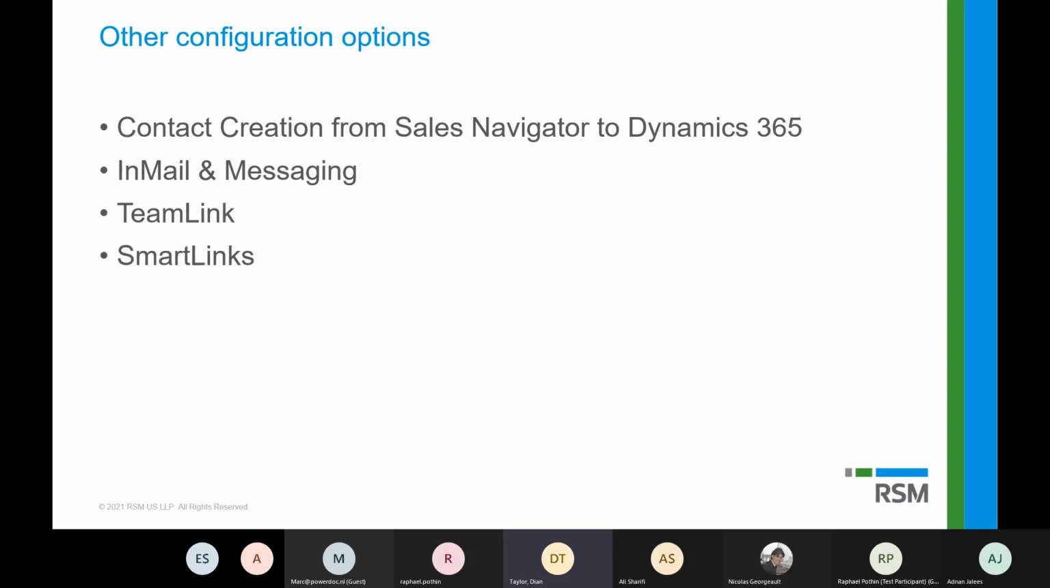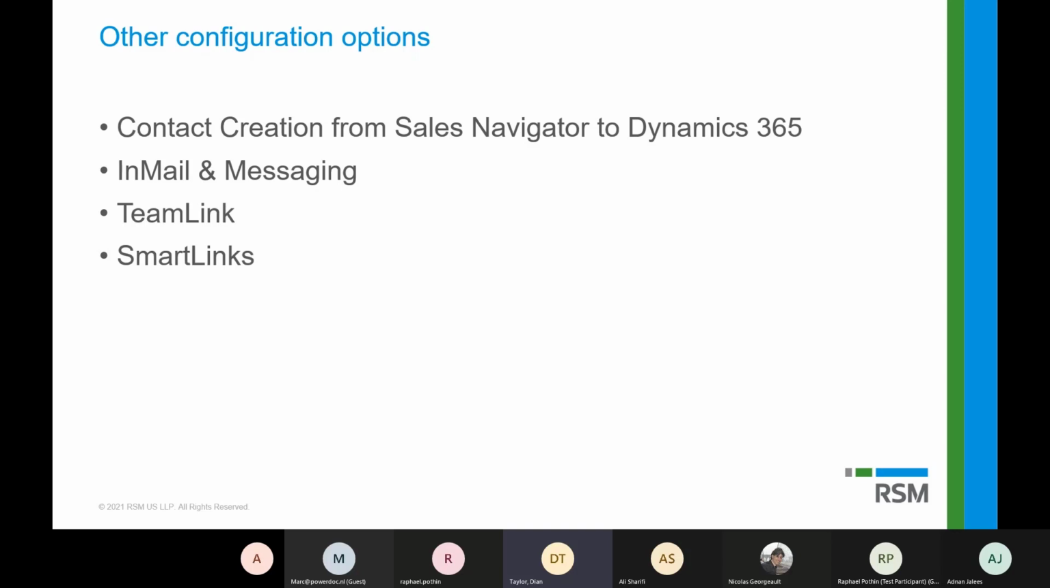So another thing that I wanted to talk about is some additional configuration options. I already mentioned that a little bit earlier on, right? We're going to be able to create contacts and leads directly from Sales Navigator to Dynamics 365. And this is also where you can turn that on, right? Maybe you don't want people to do that. This is something that you can turn on or off. Then we also have in-mail and messaging. So when somebody sends a message through LinkedIn Sales Navigator or an in-mail, you might want to track that data inside of Dynamics 365. So that's kind of what you can do in here. And again, this is also something that you can turn on or you can turn off.